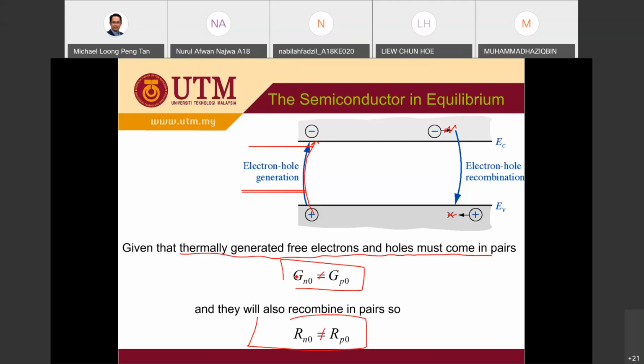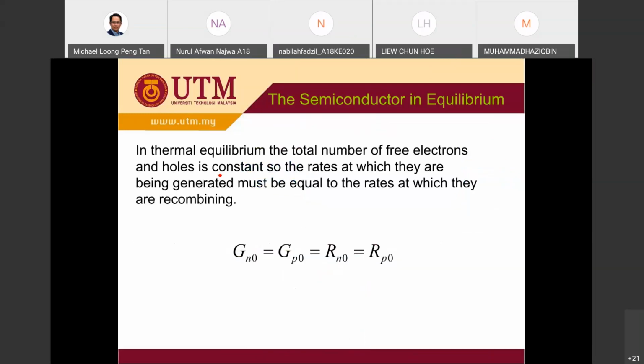We've got the big capital G and big capital R, and then the notation has the subscript here, the small letter n. The 0 means original. Then it's a p0, and you see this big capital R, and then the n0 and p0. So in thermal equilibrium, everything is the same. The generation rate is the same, the recombination rate is also the same. In thermal equilibrium, the total number of free electrons and holes is constant, so the rate at which they are being generated must be equal to the rate at which they are recombining.